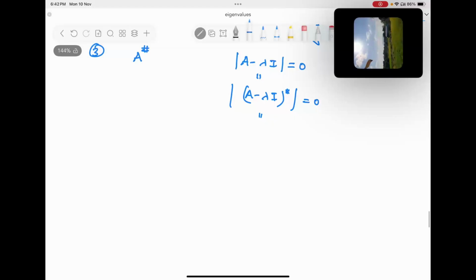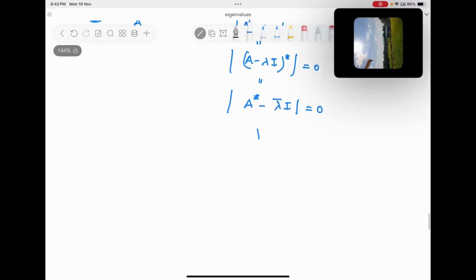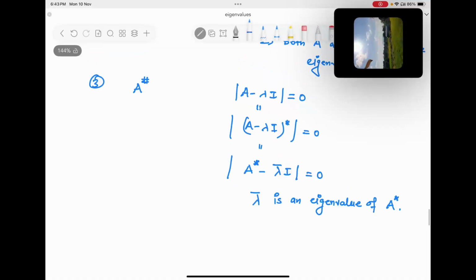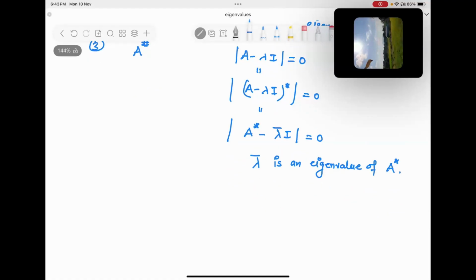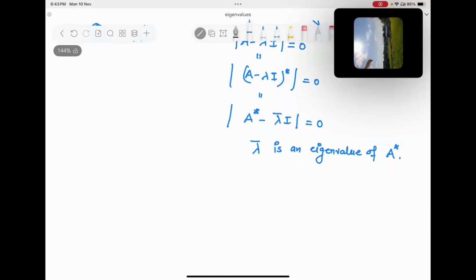Now if you simplify this, you get A star minus lambda bar I equals 0, since lambda can be a complex number. So in this case, lambda bar is an eigenvalue of A star. If lambda is an eigenvalue of A, then lambda bar, the complex conjugate, is an eigenvalue of A star.